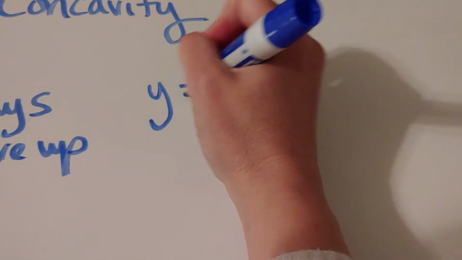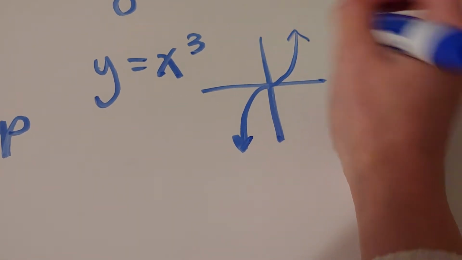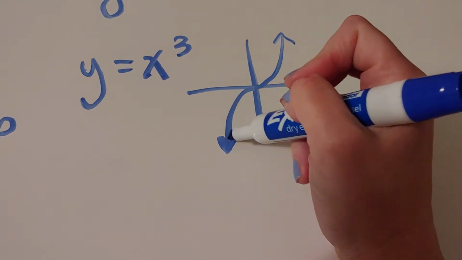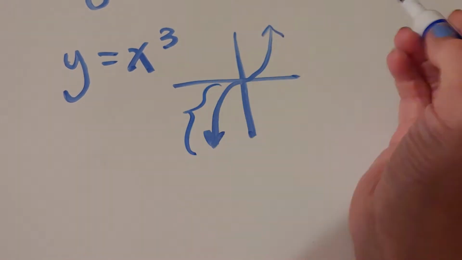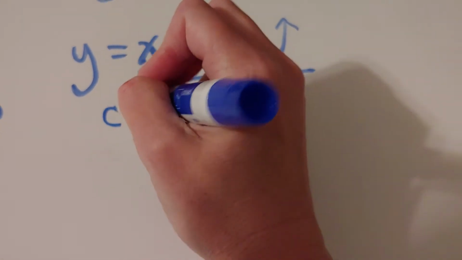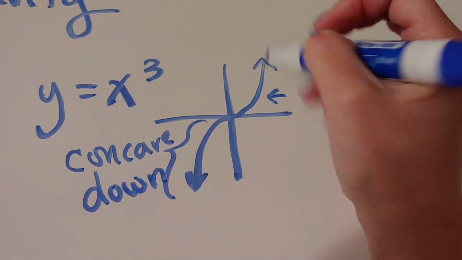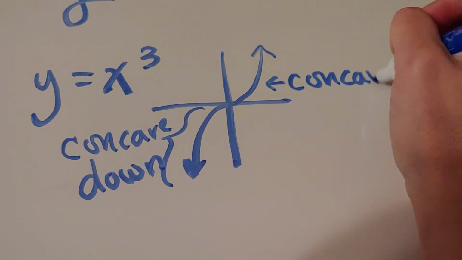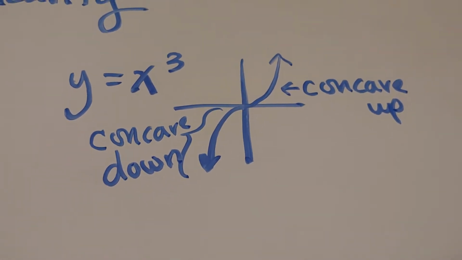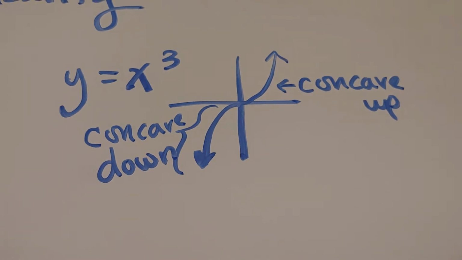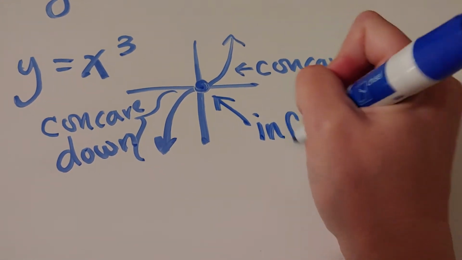Versus something like y equals x cubed, this function actually has a portion which is turning down and a portion which is bending up. This portion here that is turning downward is called concave down. And this portion which is turning upward is concave up. So basically, anytime you have a curve that has some bend to it, it's either going to bend down or bend up, and we're interested in figuring out where it changes. Where it changes is called an inflection point.